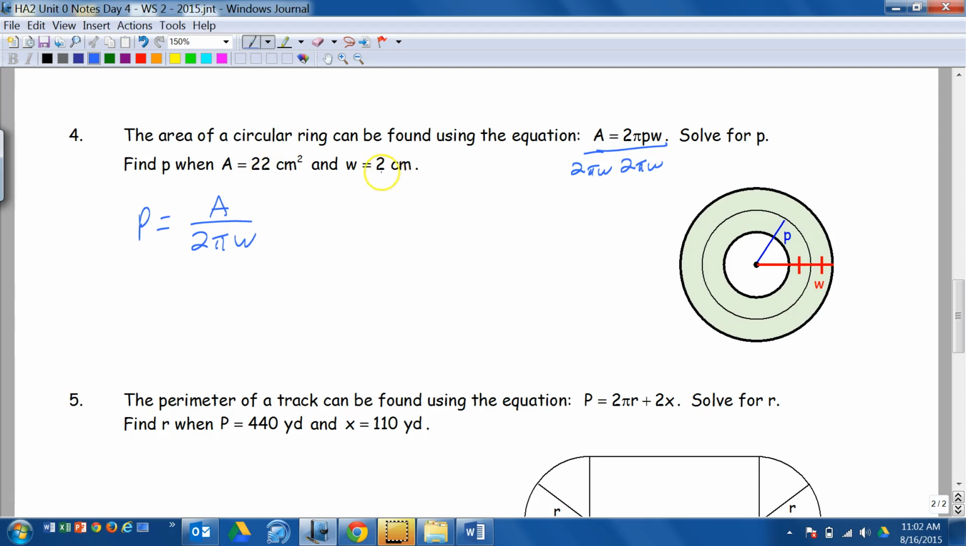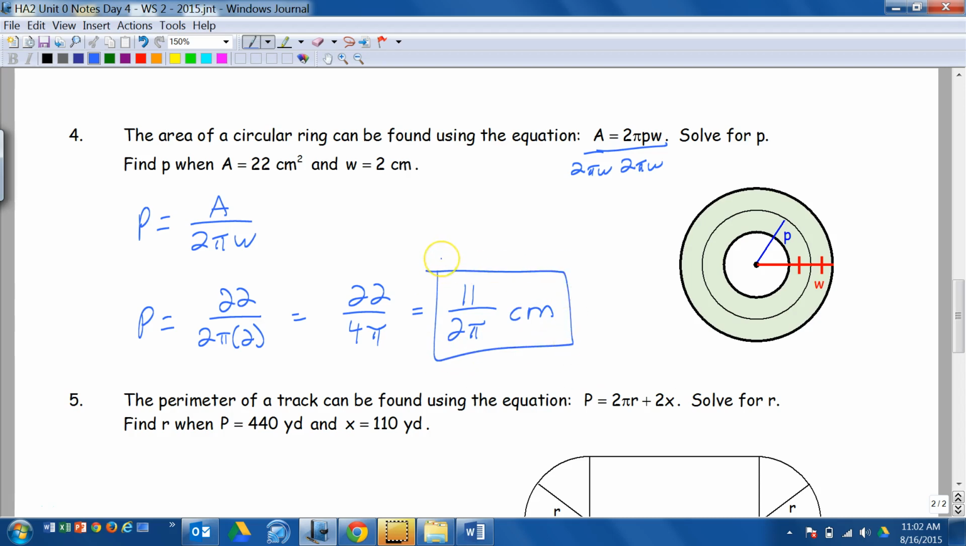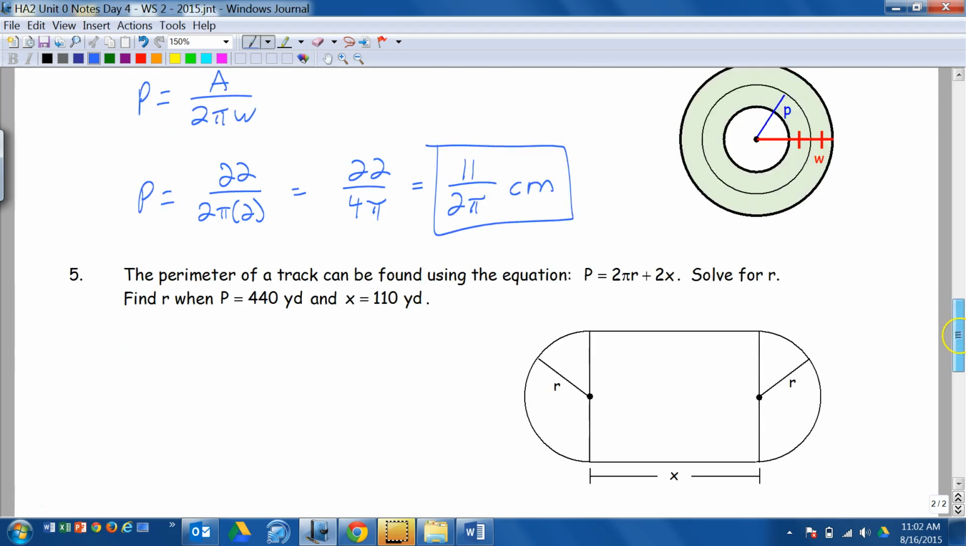So now we're just plugging in values. So the radius to the center is equal to 22 over 2 pi times 2, which is equal to 22 over 4 pi. And if you can simplify, try to. 22 divided by 4 is a fraction of 11 over 2. And this is in centimeters. Okay. Next, we're going to do the same thing, but with a track.